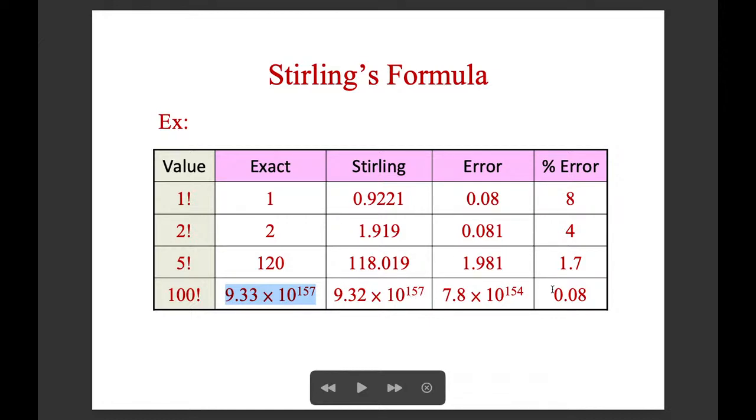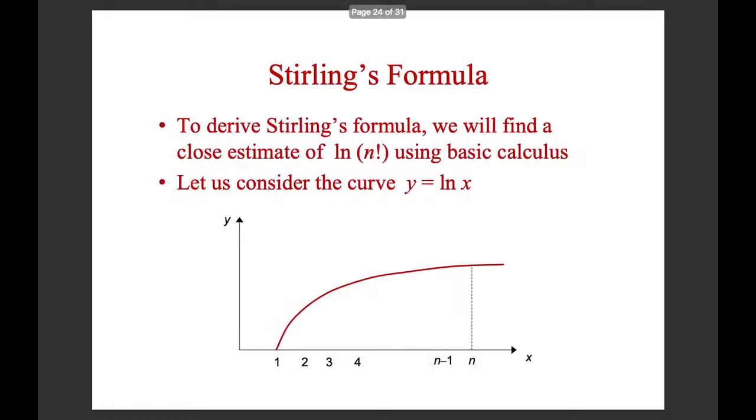And so the percentage error is really, really small. So this is how Stirling's formula is useful in the approximate, in the relative error sense. Okay, the idea of getting this approximation is easy. Yeah, we need to use a little bit of our calculus to do so.